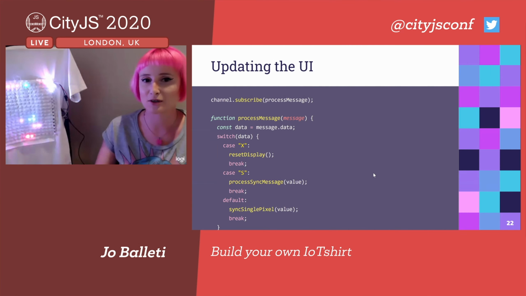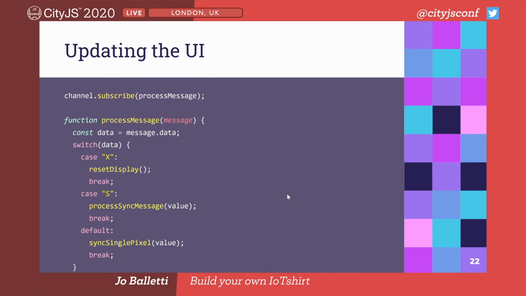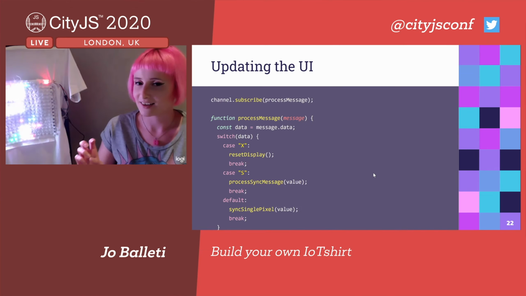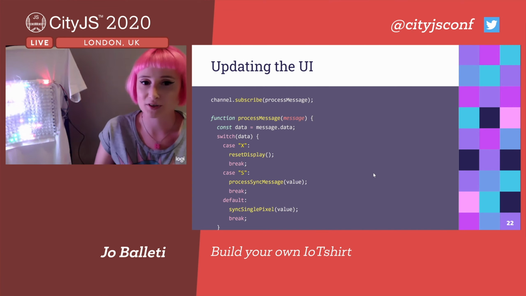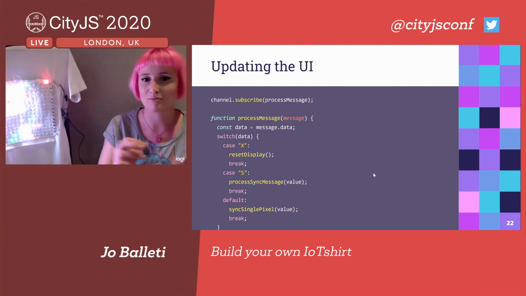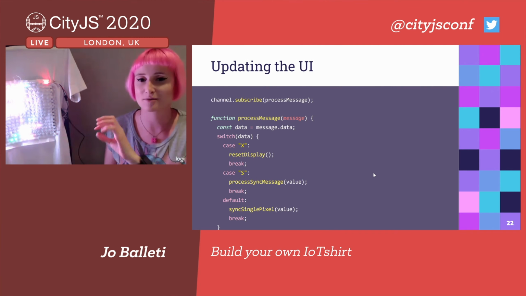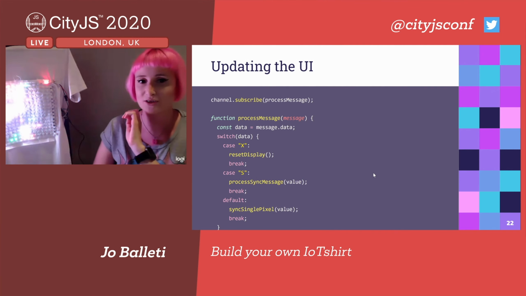But we want the app to also display the pixels which are clicked by other people, which means that we need to subscribe to the channel as well as publishing to it. So what I'm doing here is subscribing to the channel, and then I've got a few different methods. The first one, the important one, being sync single pixel, which splits up the square number and the color value and applies the supplied color to the relevant square.